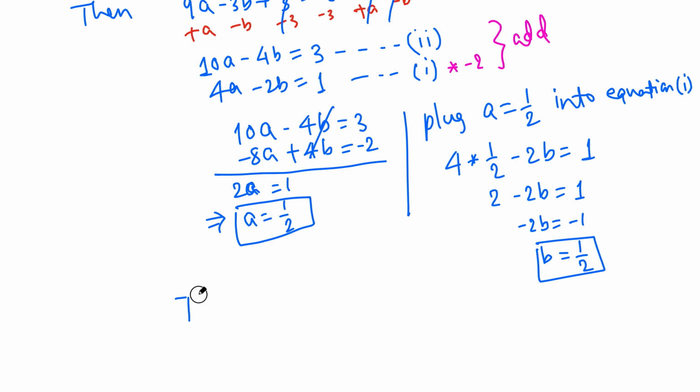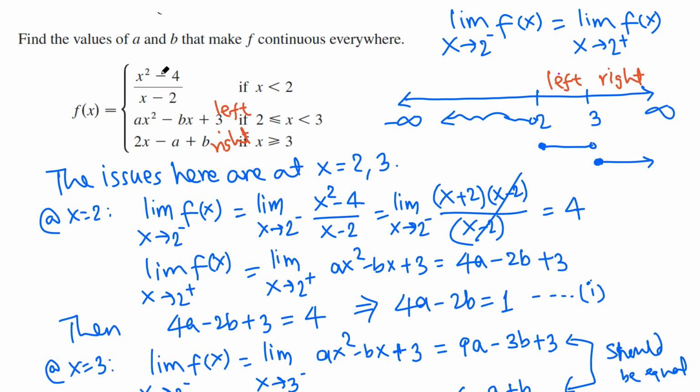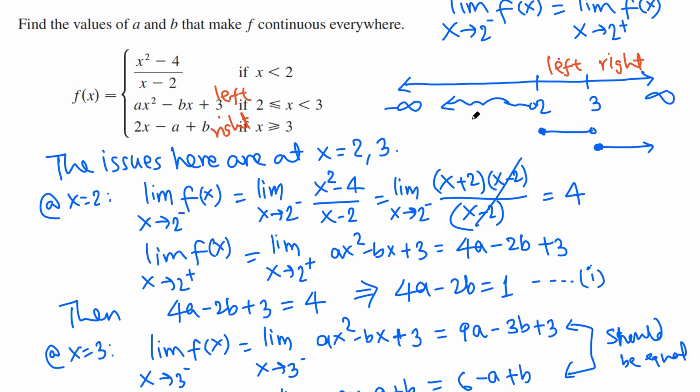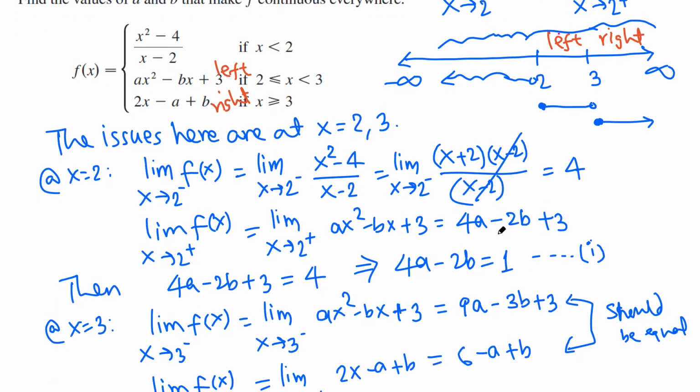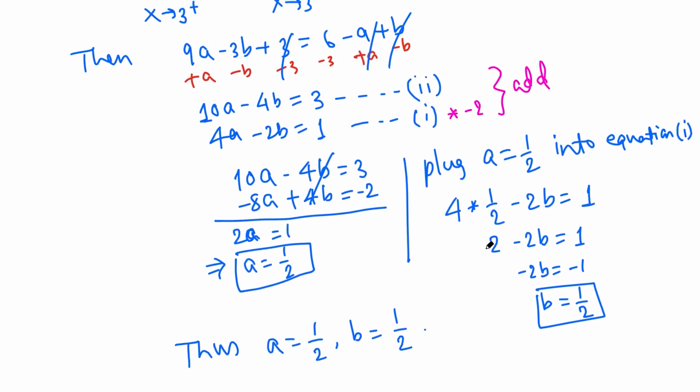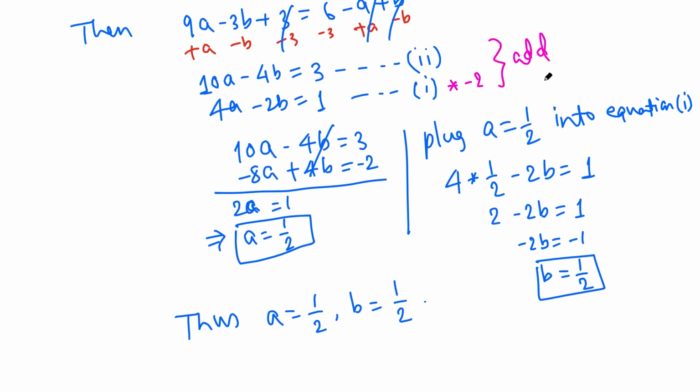So thus when a is 1/2 and b is 1/2, this function is continuous everywhere. Continuous means when we graph the left hand side, this part and this middle one come to the same place, and the third also comes to the same place. Okay, we'll have a continuous graph. So the answers are a is 1/2, b is 1/2. Final.